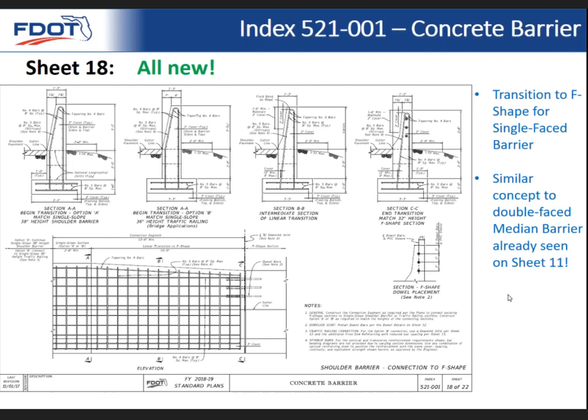And then again, we've got our transition to F shapes, back and forth between single slope shape and F shape. It's the same concept from sheet 11, only for shoulder barriers. And so we don't need to give this too much explanation. Same concept we've got to cover for shoulder barriers.